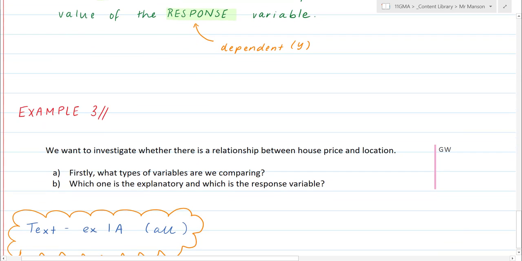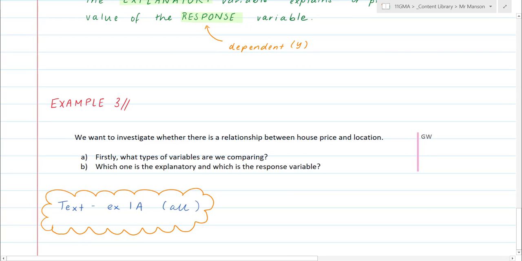So here's just a question about which ones are which, and then there's the textbook stuff. Example 3, you want to investigate whether there's a relationship between house price and location. What types of variables are we comparing? House price is a numerical, and it's a price. So we can probably call it discrete, because we've got it down to the nearest cent, and there's nothing between 2 cents and 3 cents. If you ever find a house that costs 2 cents or 3 cents, tell me about it.